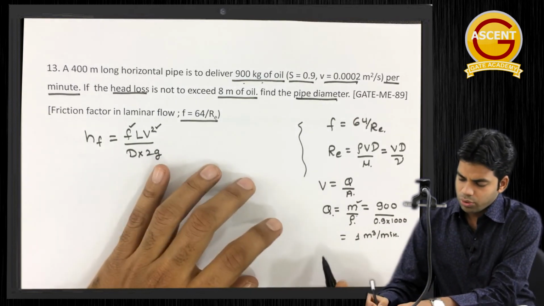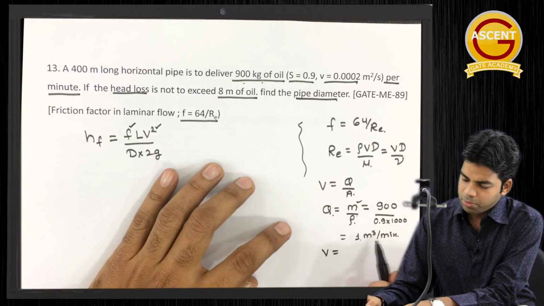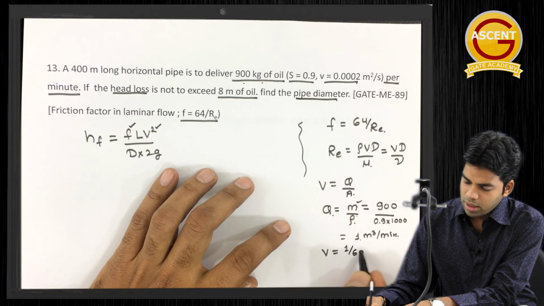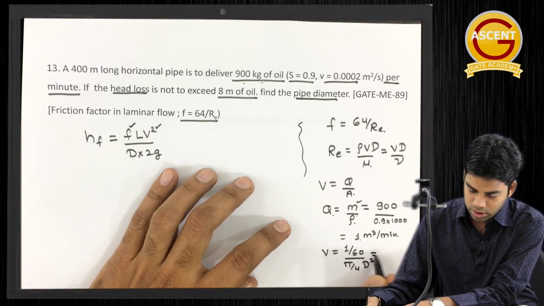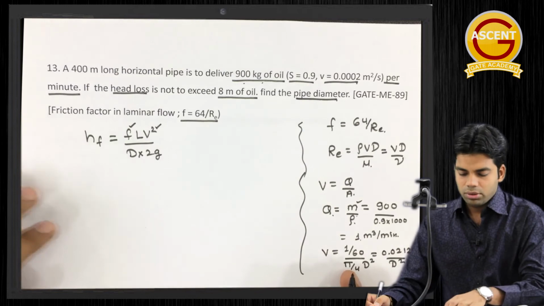Getting this? Okay, so now this velocity V will be equal to Q by A. This is 1 meter cube per minute. If you want, you can convert it into per second. So this will be 1 by 60 divided by area, which is pi by 4 into d square. So this will be equal to 0.0212 divided by d square. Getting this? Now just put the values.